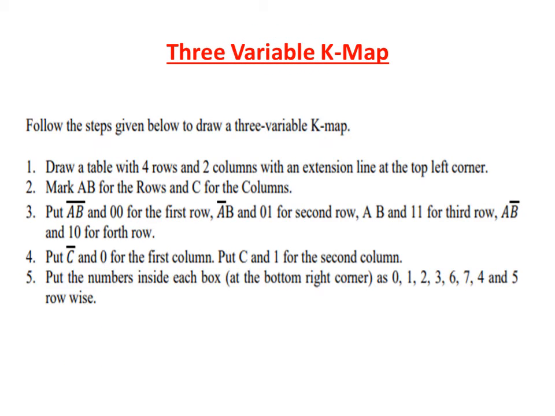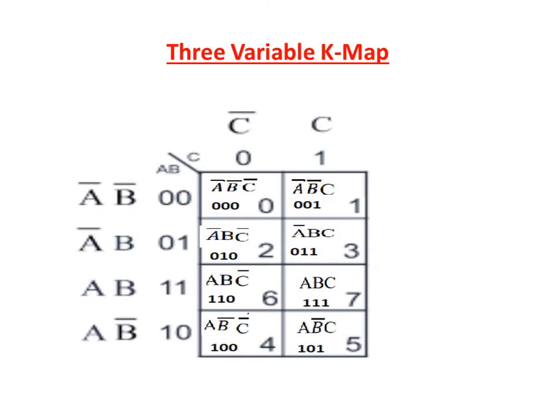Now let's see the 3 variable map. The 3 variables are A, B, C. So 2 power 3 is equal to 8, and we can make 8 combinations, that is 0 to 7. Generally, we can represent the 3 variable Karnaugh map in 2 ways. This is the first way. Here we write the variables A, B on the row side and a single variable on the column side. The A, B we can write in 4 combinations: 00, 01, 11 and 10.